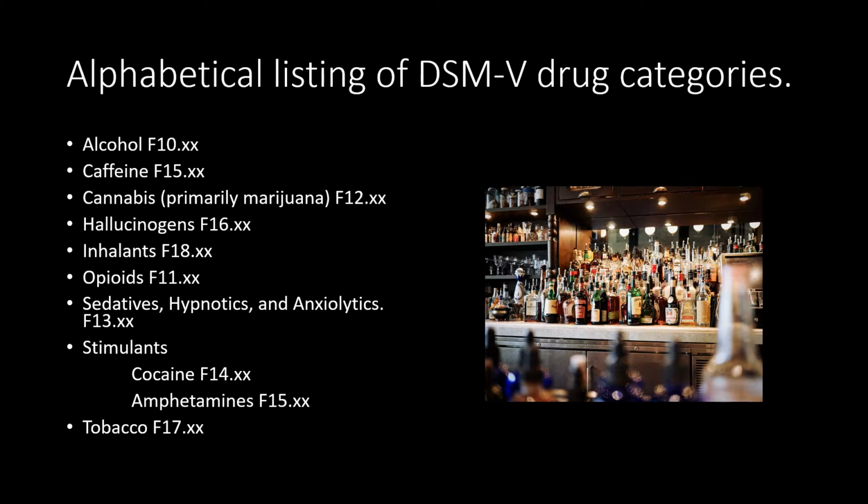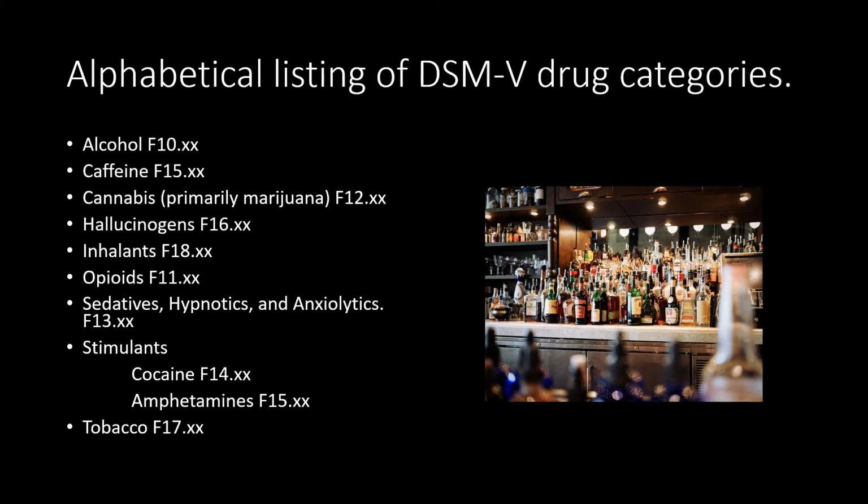Opiates, or opioids, are diagnosed as an F11, and it doesn't matter whether it's a prescription drug obtained from a doctor or a prescription grade drug obtained illegally, the categories would be the same. Similar drugs, sedatives, hypnotics, and anxiolytics or pain medication are diagnosed as F13, again with specifiers. Stimulants are a big enough category that they are subdivided. F14 is cocaine, and amphetamines are placed into F15.